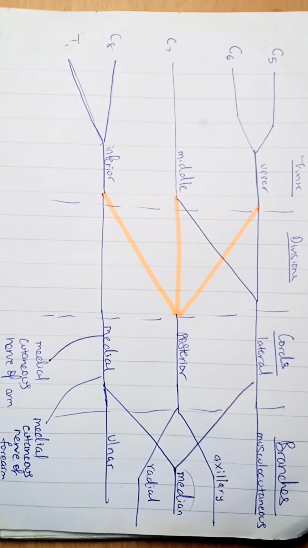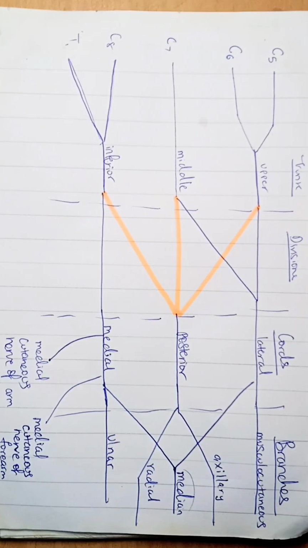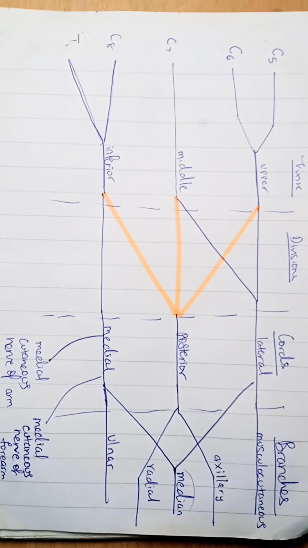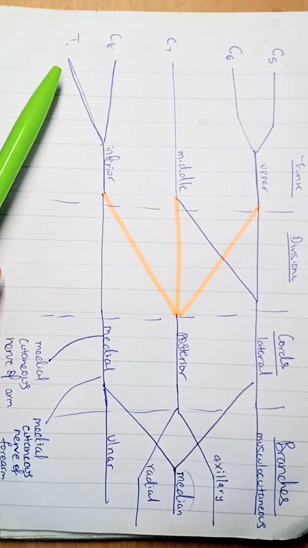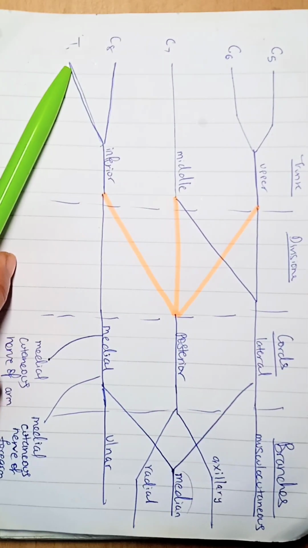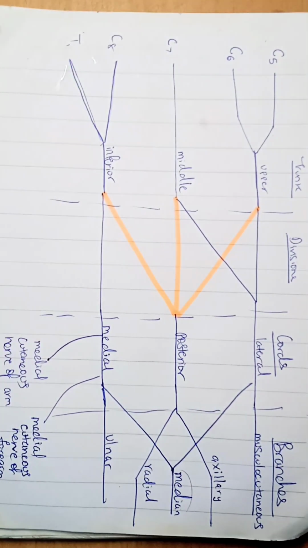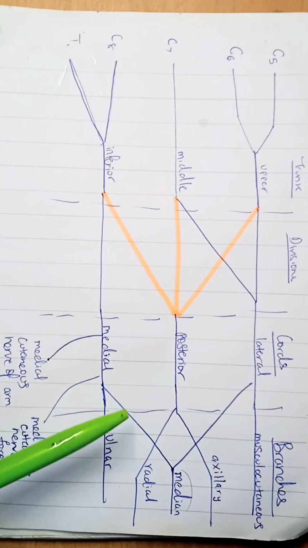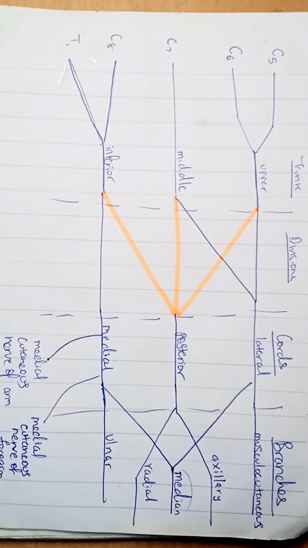Hi guys, today I'm going to be discussing Klumpke's paralysis, a lesion of the brachial plexus. It's a lesion specifically of the C8 and T1 roots, and the main nerves involved are the ulnar nerve and the median nerve.